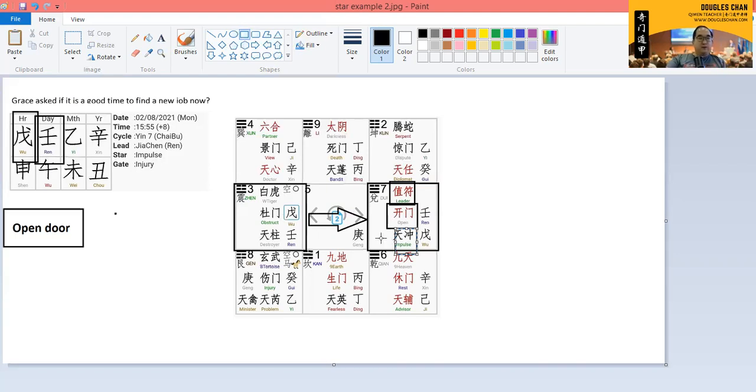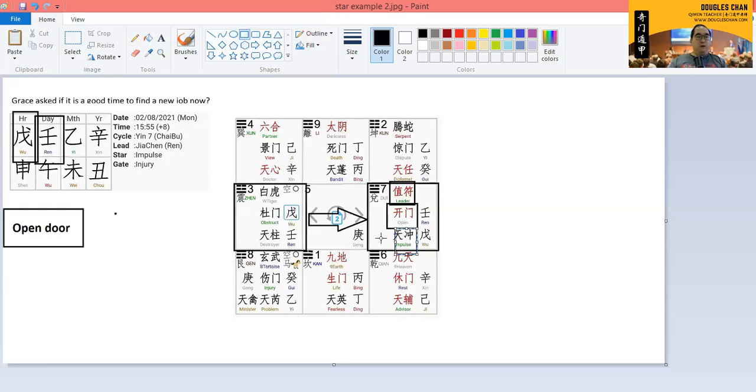So at the end of the day, for this particular job in this divination case, when Grace asked us whether it's a good time to find a job on this August 2nd, I would dare to say that it's pretty okay. She can try to go and find a job now, because it's a very critical situation in 2021 under the COVID situation.